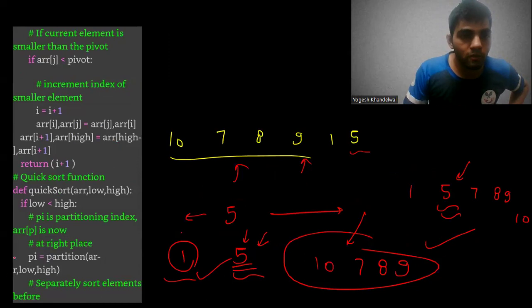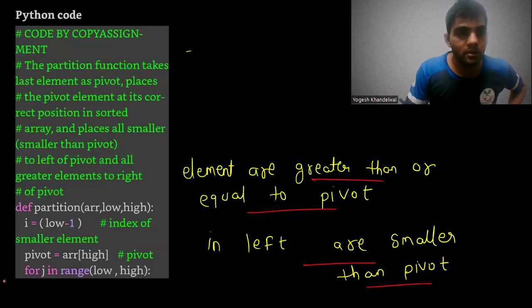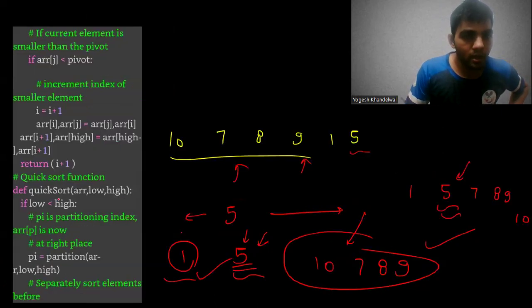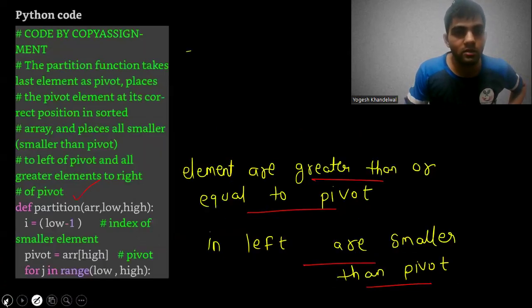So this is our function. Let's see how this is working. This function has two parts. One is the partition part and another is the quicksort algorithm. So first, what is the partition part?